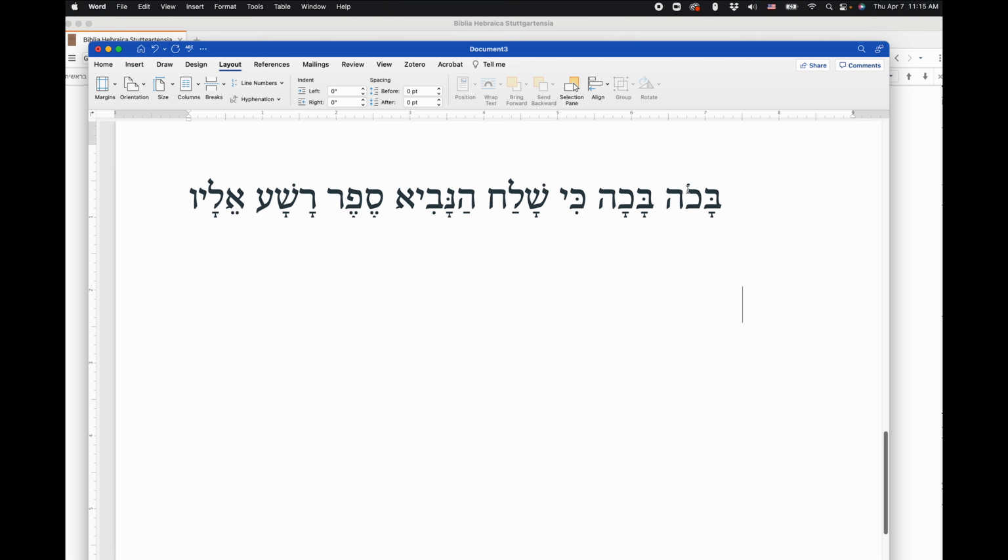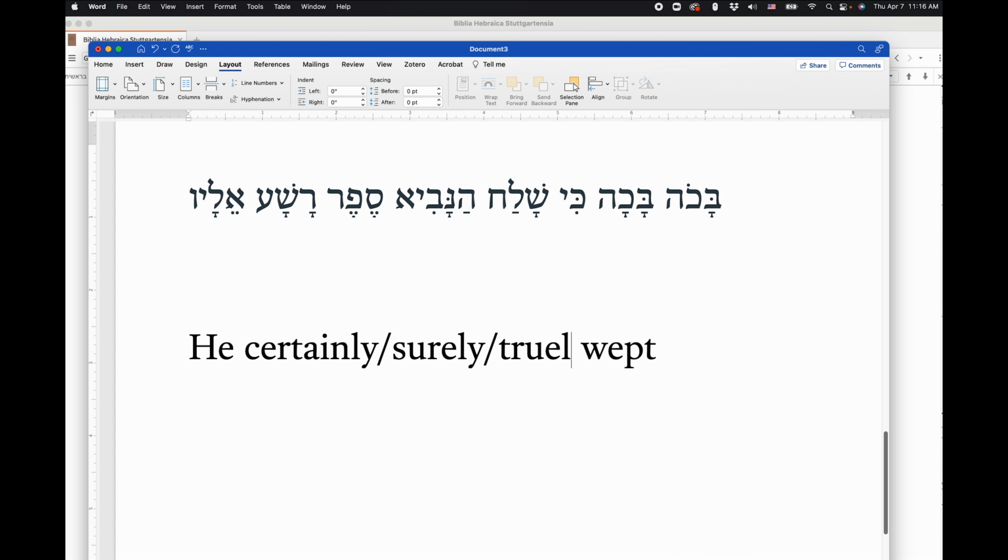So what the infinitive absolute does, especially when it's attached to an imperfect or to a perfect, is it usually brings some sort of, I hate to say emphasis, because that's just not the right word, but you can think of it as an intensifier. And so the example that Futato, I think, has given us is to use the word surely or certainly, modifying the main verb. And so if the main verb is he wept, then it would be something like he certainly wept, he surely wept, he truly wept, something like that. And that will give us the translation of this phrase.